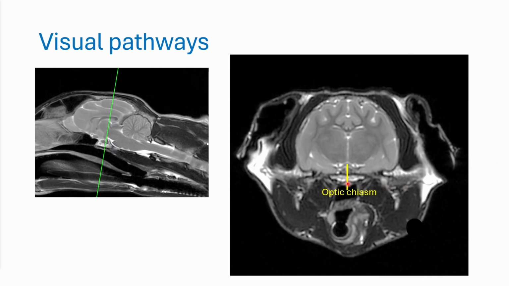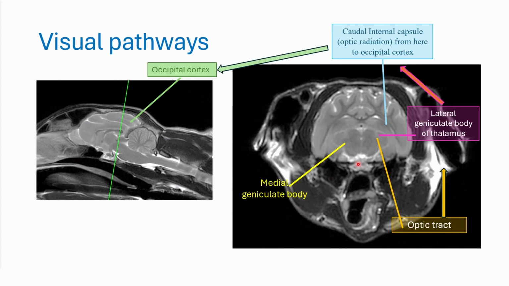So those visual pathways go from the optic nerve, which is just in this area here, you can just see it coming out here, to the optic chiasm, and then go up through the optic tract, which is difficult to point out just in an MRI scan because it is traveling up through this region, and so at this particular slice it is there just before it gets to the lateral geniculate body of the thalamus, and then from there it goes into the caudal internal capsule, the so-called optic radiation, which then goes to the occipital cortex here.